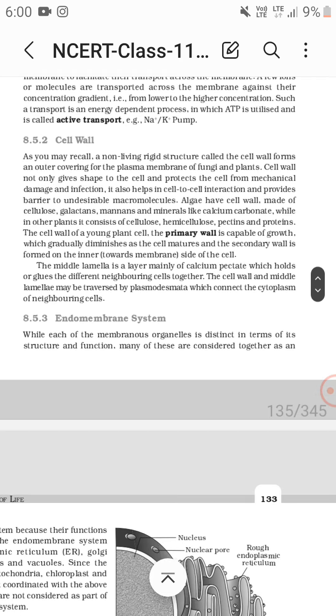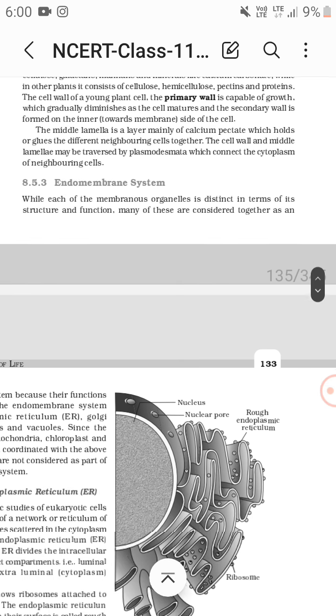Now the cell wall. There is the primary wall, the cell wall of a young plant cell. The primary wall is capable of growth, which gradually diminishes as the cell matures, and the secondary wall is formed on the inner side, towards the membrane side of the cell. Now the endomembrane system.